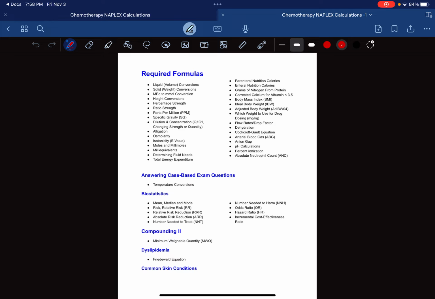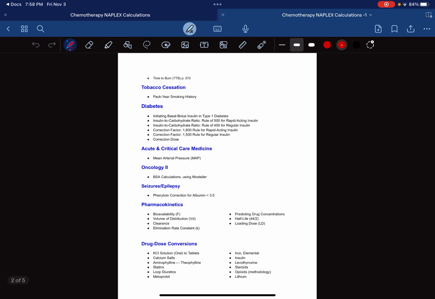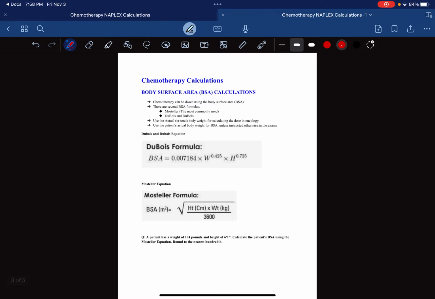Hey guys, today I thought let's do a few of the calculations that you're prone to find on the NAPLEX. I thought about starting with oncology calculations. A quick preview: there are two formulas you can use. Sometimes you're asked to find the body surface area, sometimes a solution, or sometimes the dose or the BSA. These are the various types of questions you can find, but the formula is going to be the same. Memorize the formula and it's going to be easy to find the answers you're looking for.